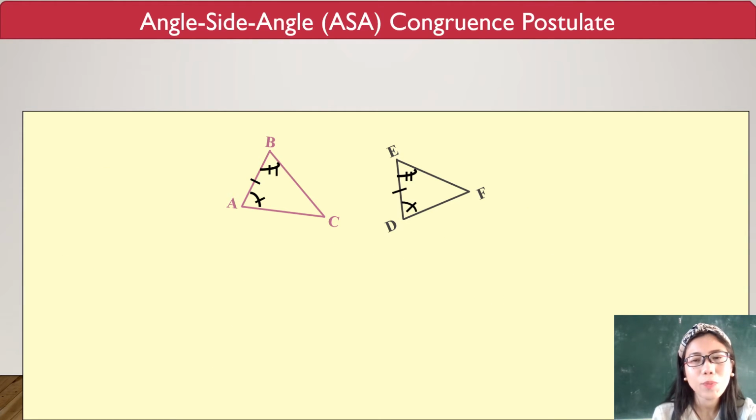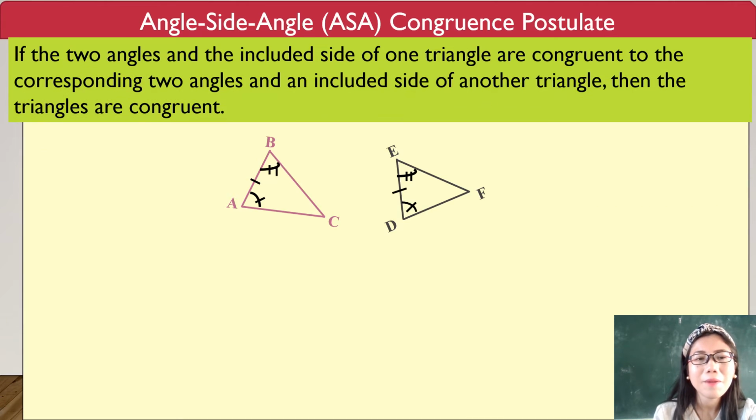The third congruence postulate is the angle, side, angle, or ASA Congruence Postulate. It describes here, if two angles and the included side of one triangle are congruent to the corresponding two angles and included side of another triangle, then the triangles are congruent. So from this postulate, you need two angles and an included side. So what is an included side? An included side is formed by two adjacent angles.